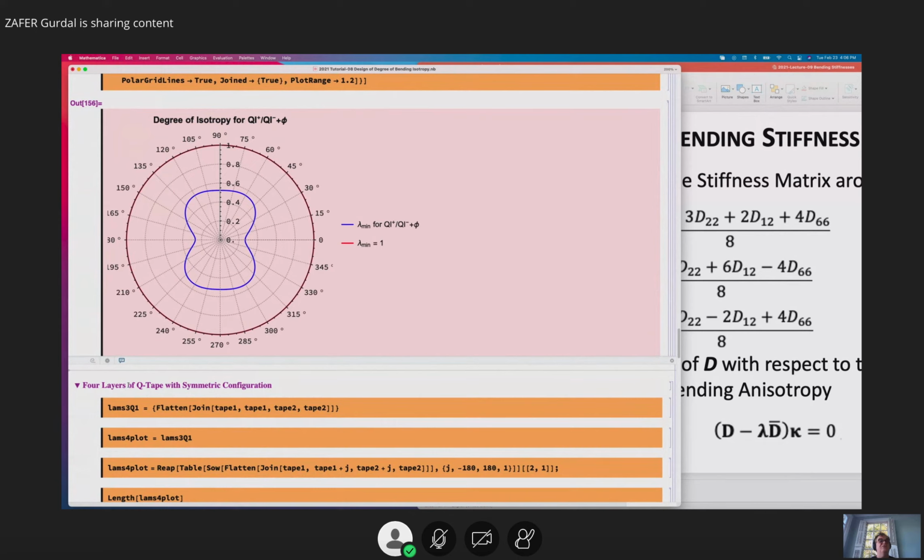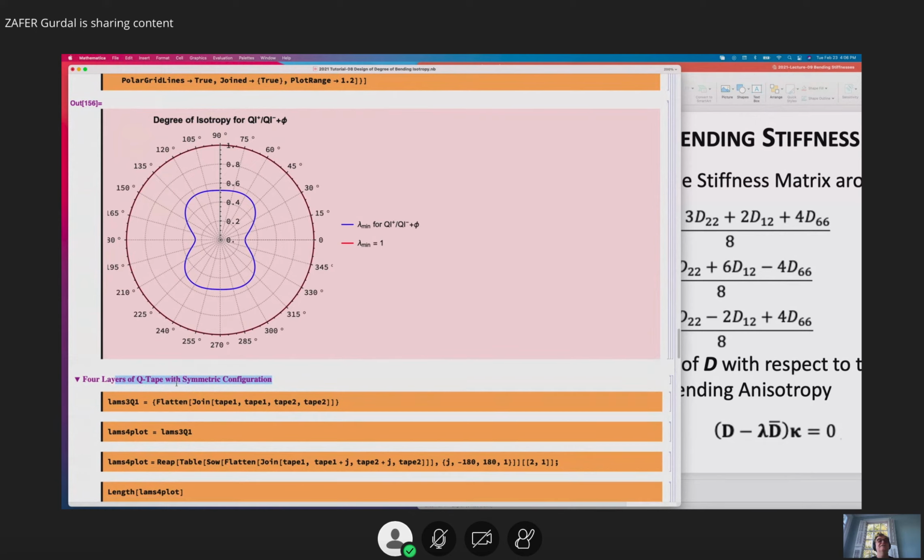Now I'm going to take 3 of these QI tapes. Tape 1, tape 1, tape 2, tape 2. I'm sorry, 4 layers. And I'm going to rename these.